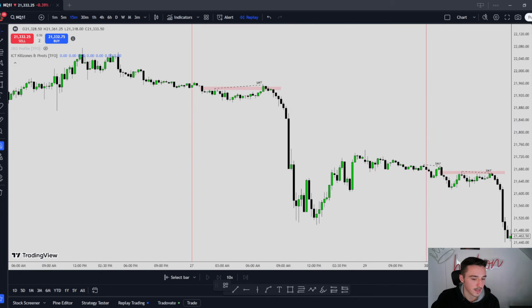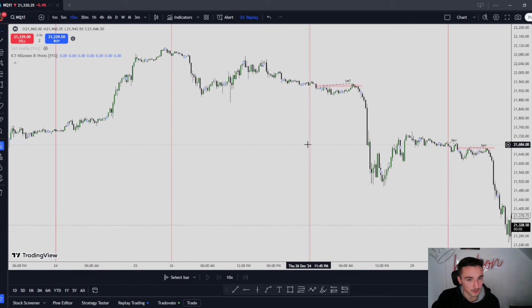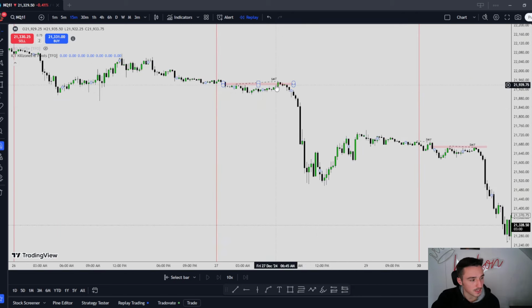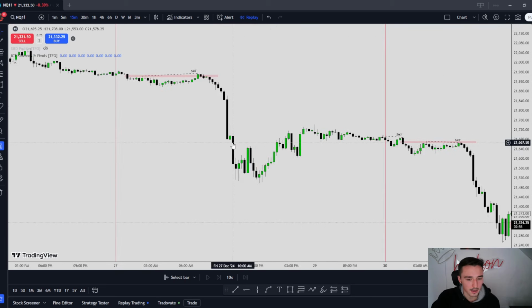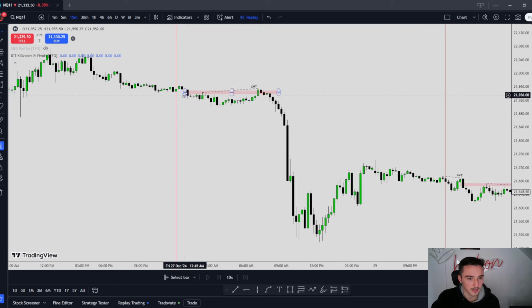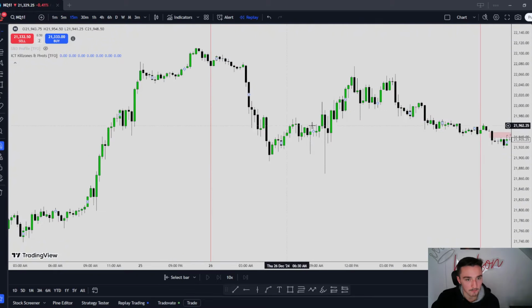Like I said, we're going to go over these days where you're not going to get a power of 3. This is not a power of 3. This is accumulate and then we distribute. We form an SMT and then distribution happens. And that's literally it. There's nothing to do on this day unless you're trading the lower time frames, but you're not going to get a daily power of 3 on this day.